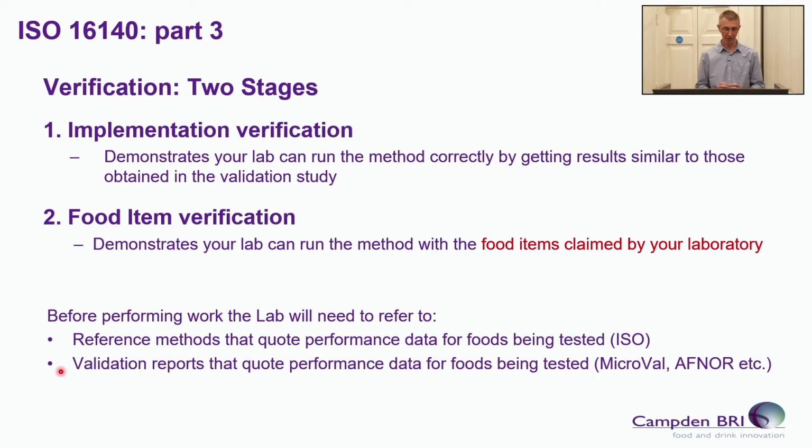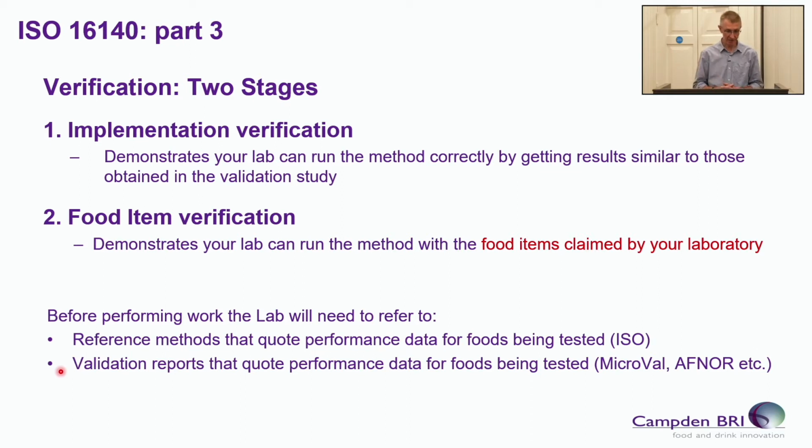So implementation verification. This basically is showing that your lab can run the method correctly by getting results that are similar to those obtained in the validation study by the expert lab. So it's comparing results that you get in your laboratory with results that were obtained by the expert laboratory during the validation process. So it's comparing results between you and the expert lab to show they're approximately the same. So that's giving you the first part, implementation verification.